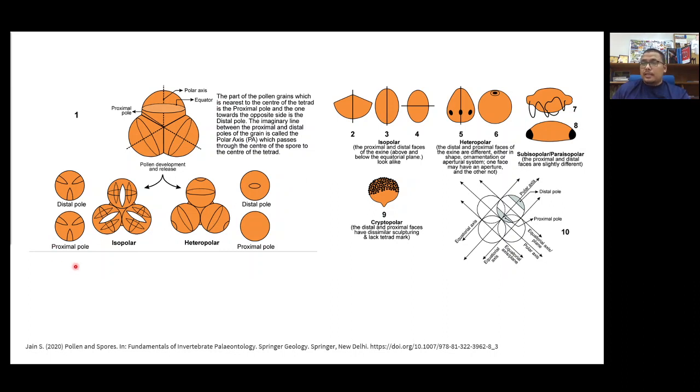All these characteristics of the polarization of the pollen can be used for taxonomic differentiation between plant species. Okay, you can pause this video to look at these figures.